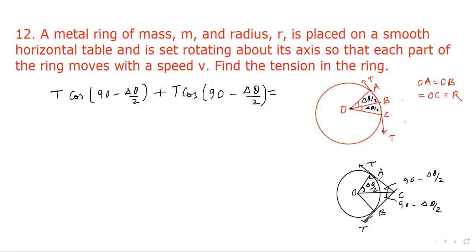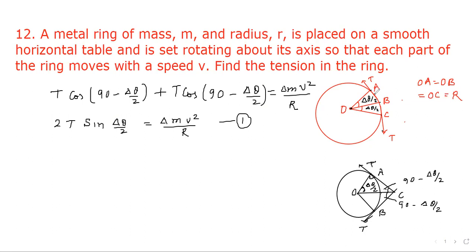So the mass of this portion, suppose ACB, we take as delta M. So delta M times V square upon the radius. Now cos of 90 minus theta gives sine theta. So this will become 2T sine delta theta by 2 equal to delta M V square divided by R. Suppose this is equation number 1.